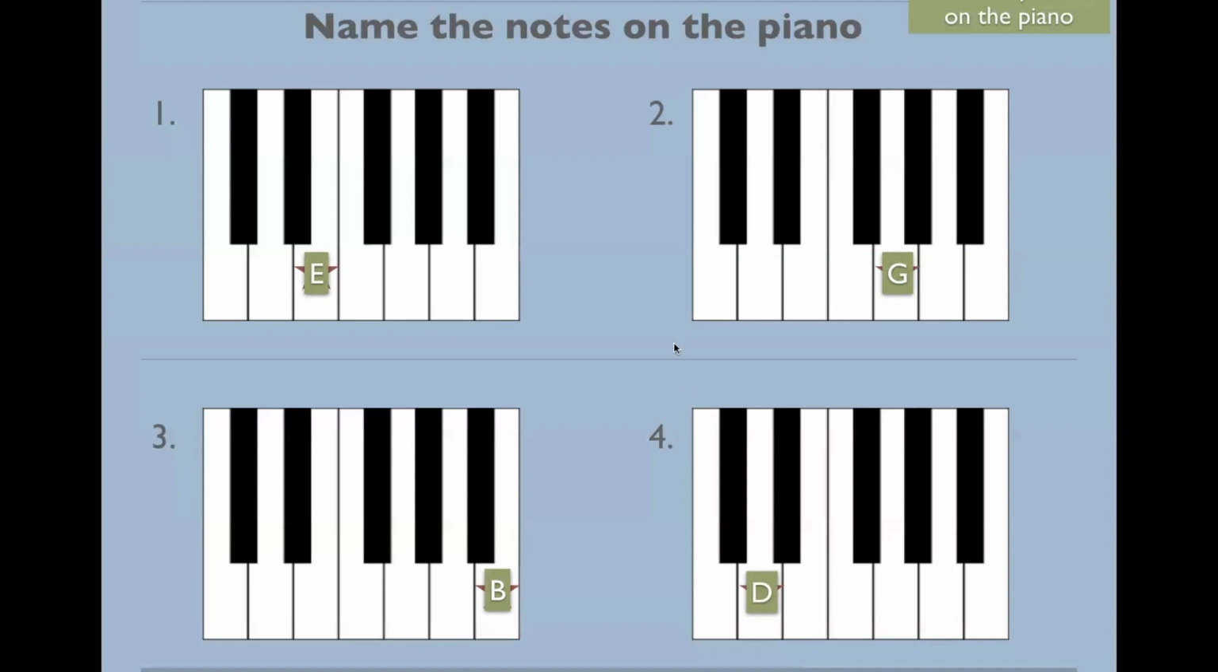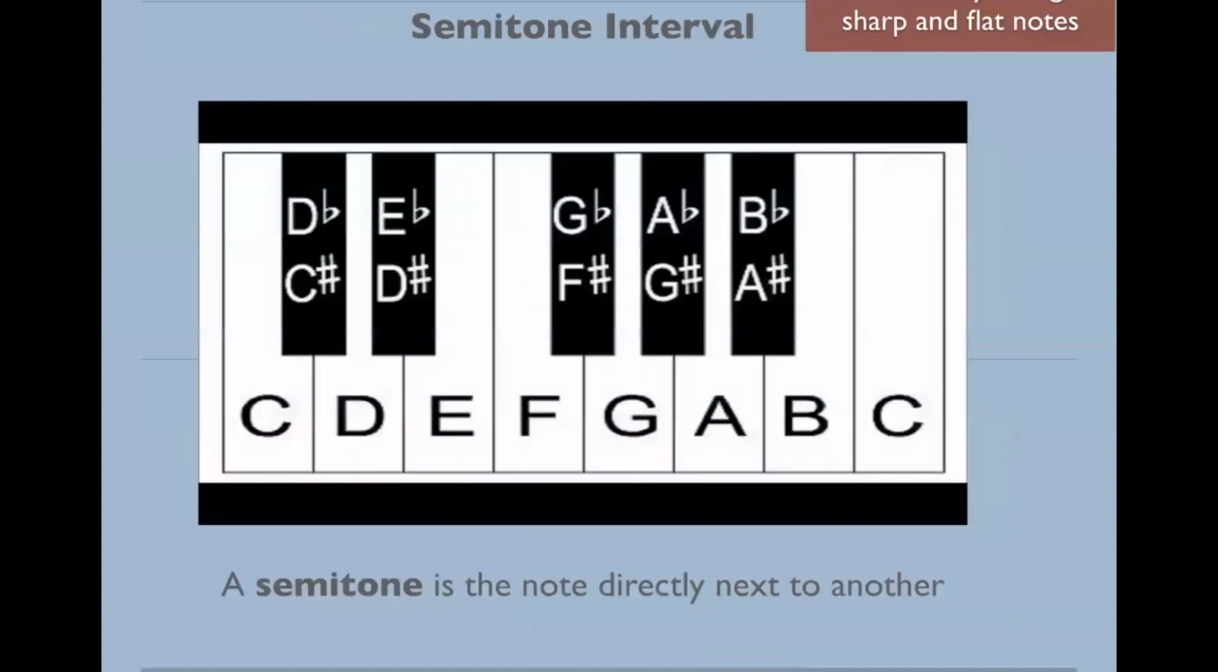So far, we've been able to identify the notes on the piano. So the next step now is to successfully recognize sharp and flat notes. To be able to recognize sharp and flat notes, we first need to know what a semitone is. Now, a semitone is a note directly next to another note. So that includes now the black notes.